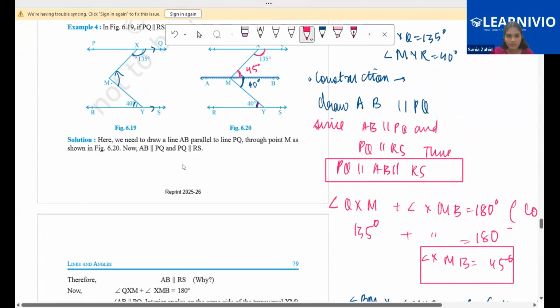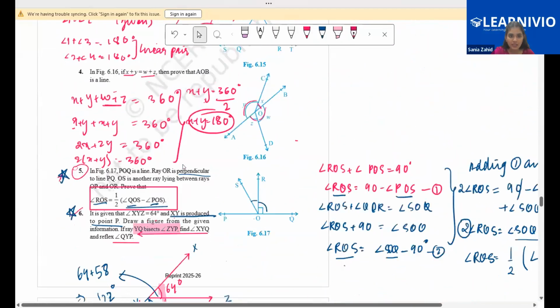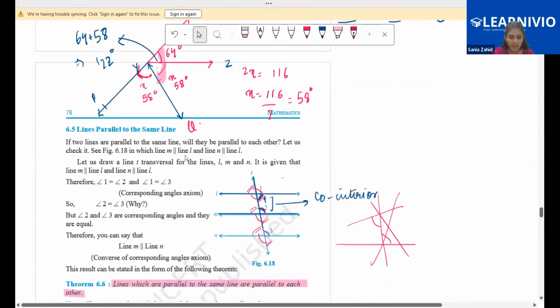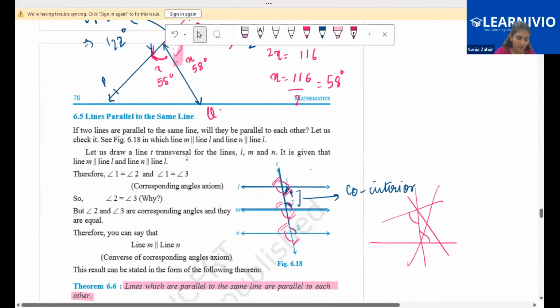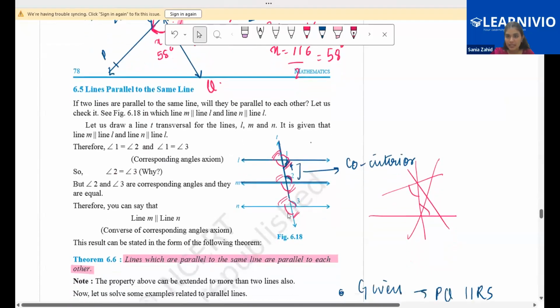Okay, ma'am. So now children, let's quickly revise whatever we studied in the last class. We completed this first exercise. Then I started with lines parallel to the same line. So lines parallel to the same line, I told you that whenever you have one line, that's within.